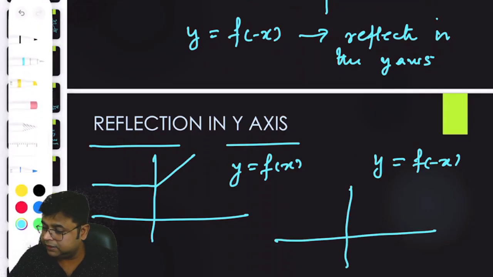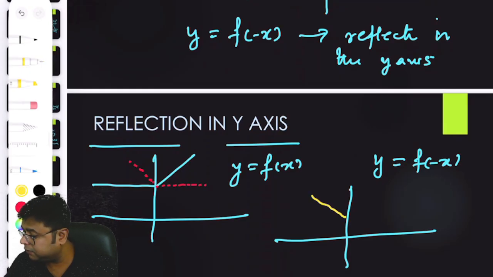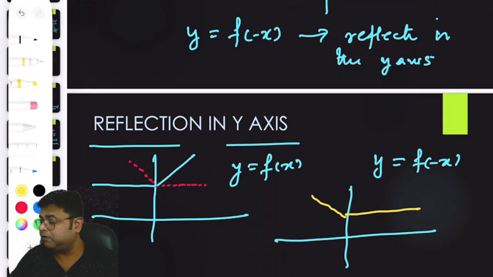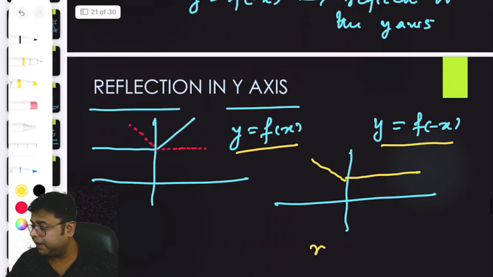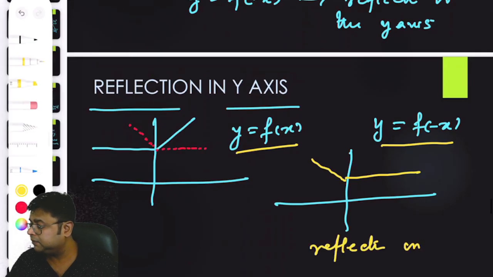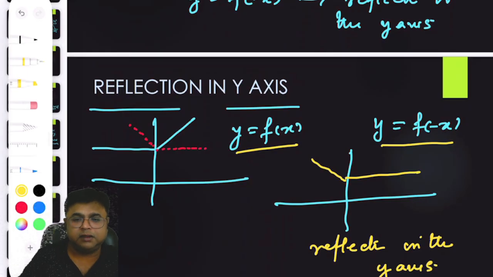To understand this, I know the reflection will be like this and this. So the new graph will be like this. So this is the graph of f of minus x. Whatever the graph of f(x) is, the graph of y equal to f of minus x means reflection in the y-axis. So this is how we understand reflection in the y-axis.